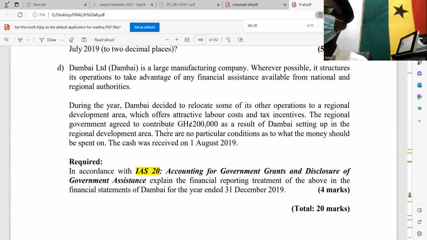All those that we saw earlier were part 3; these are part 2 questions. So this is a typical capital grant, setting up operations. Or we could argue strongly that it is a revenue grant, because they didn't tell us specifically. There are no particular conditions as to what the money should be spent on. If that's the case, then the money should be what? A revenue grant. It means that it's for operations.